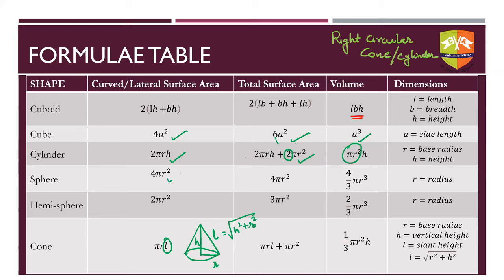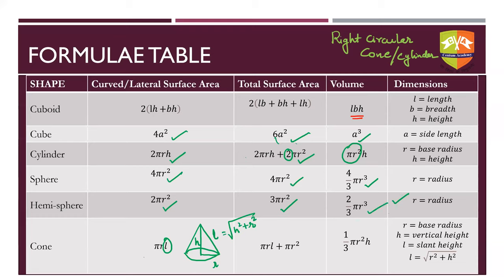Then for the sphere, 4 pi R square is the total surface area. So lateral surface area and total surface area stay the same for a sphere. And volume is 4 by 3 pi R cube. For the hemisphere, lateral or curved surface area is 2 pi R square. For total surface area, add one more pi R square to the curved surface area, and you will get 3 pi R square. The volume is half of the sphere, so 2 by 3 pi R cube. And R is the radius, so you know this.